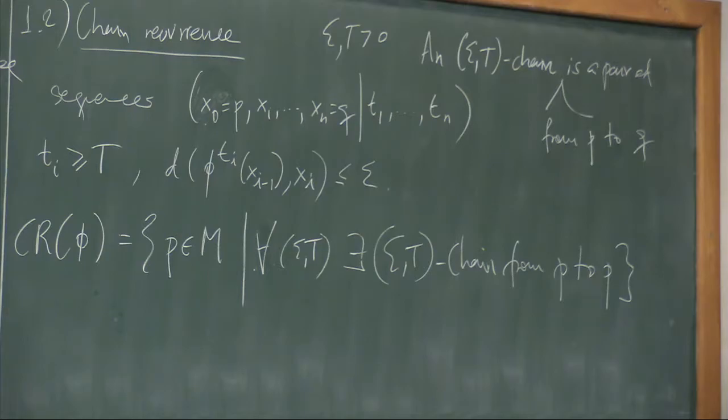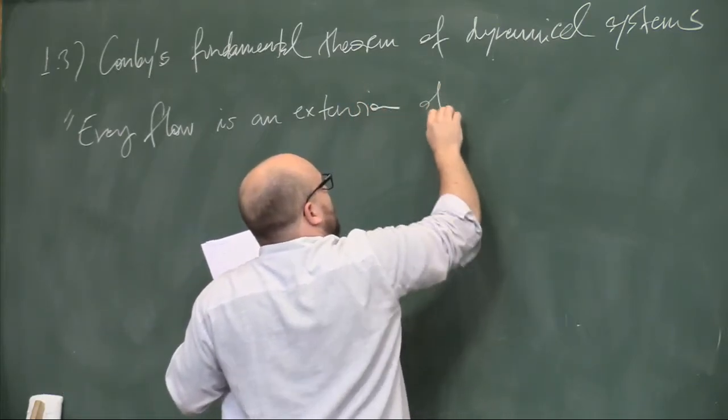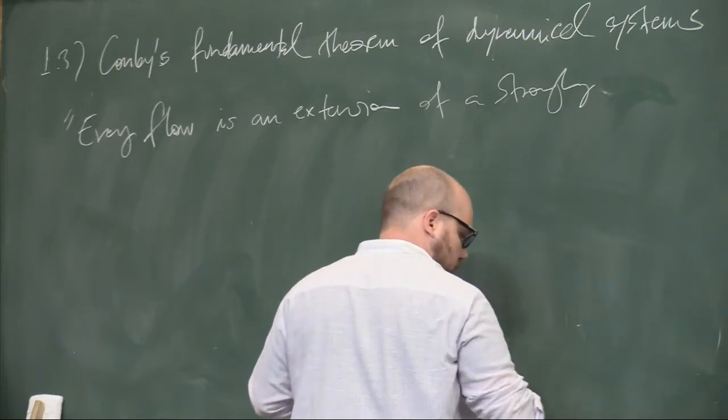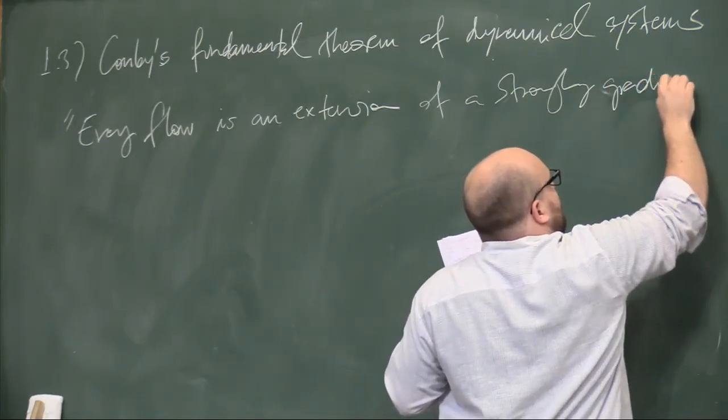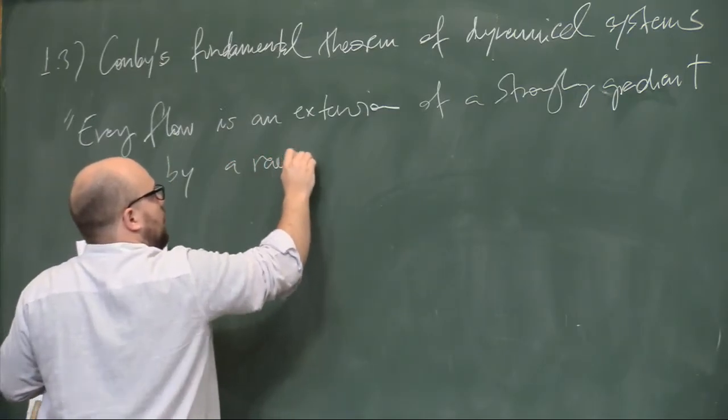Okay. So the nice statement now is what's called Conley's fundamental theorem of dynamical systems. Which states that every flow, of course I'm talking about a smooth flow on a closed manifold, but of course it's much more general than that, every flow is an extension of a strongly gradient flow by a recurrent flow.